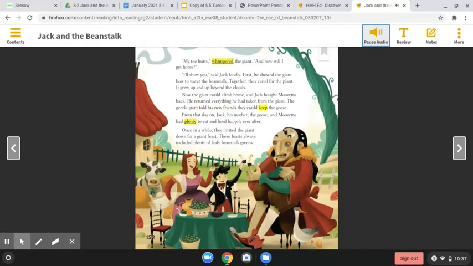From that day on, Jack, his mother, the goose, and Musetta had plenty to eat and lived happily ever after. Once in a while, they invited the giant down for a giant feast. These feasts always included plenty of leafy beanstalk greens.